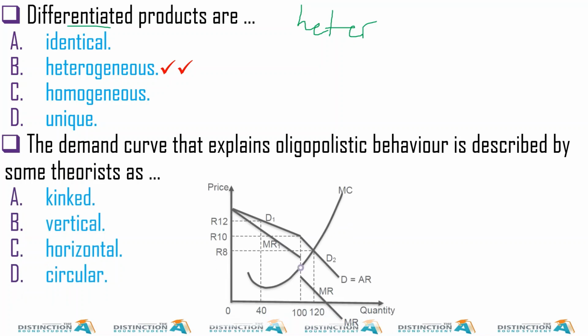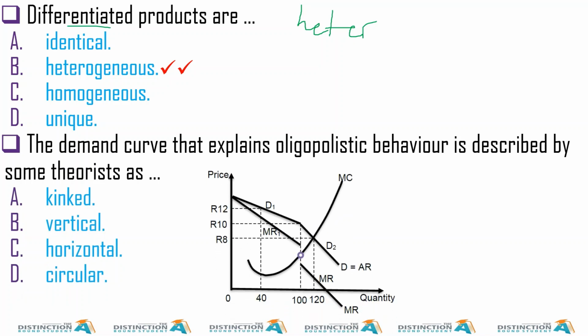The demand curve that explains oligopolies. Okay, let's look at it. So this is our demand curve here. We have a D1, we have a D2. The difference between this demand curve and this one here is the elasticity. One is more elastic than the other. The top part of the demand curve of an oligopolist is highly elastic, and the bottom part is inelastic. So what do we call a demand curve like this?